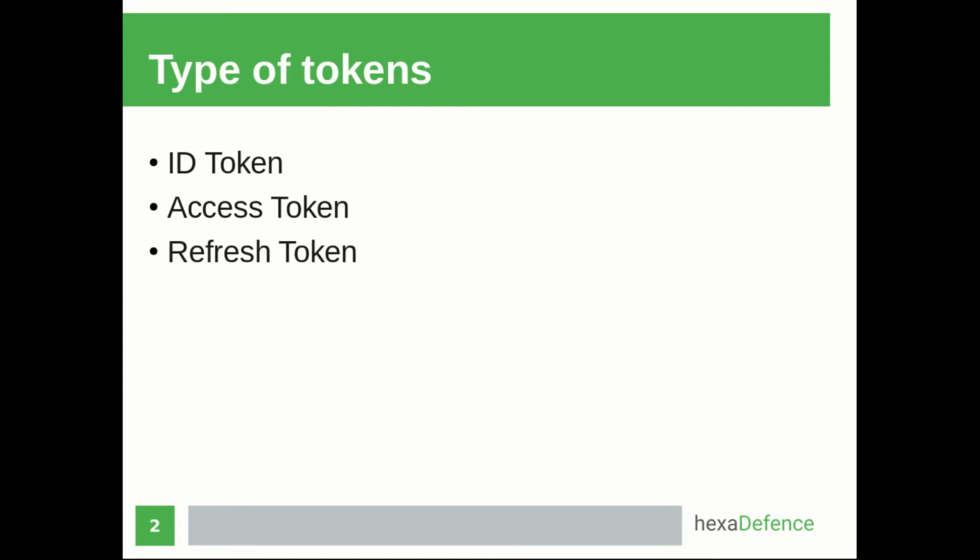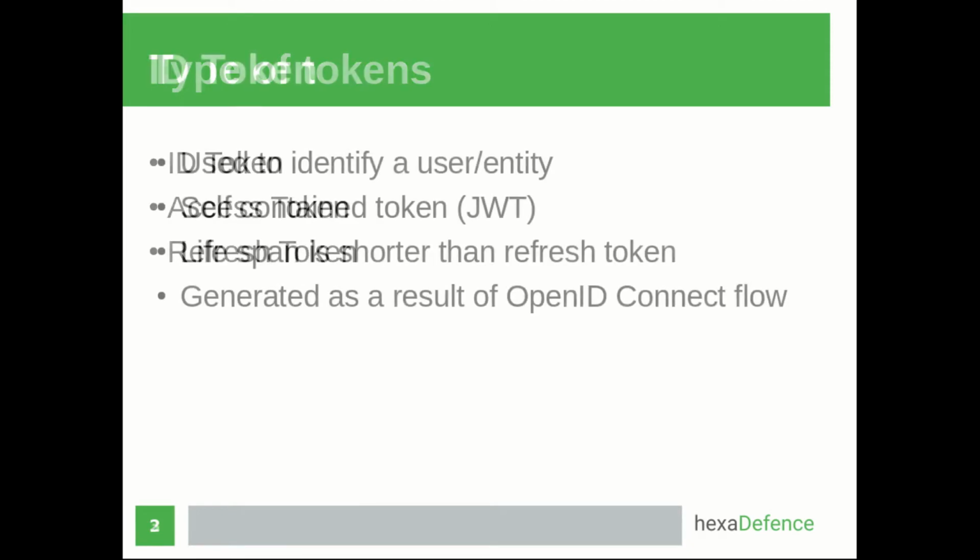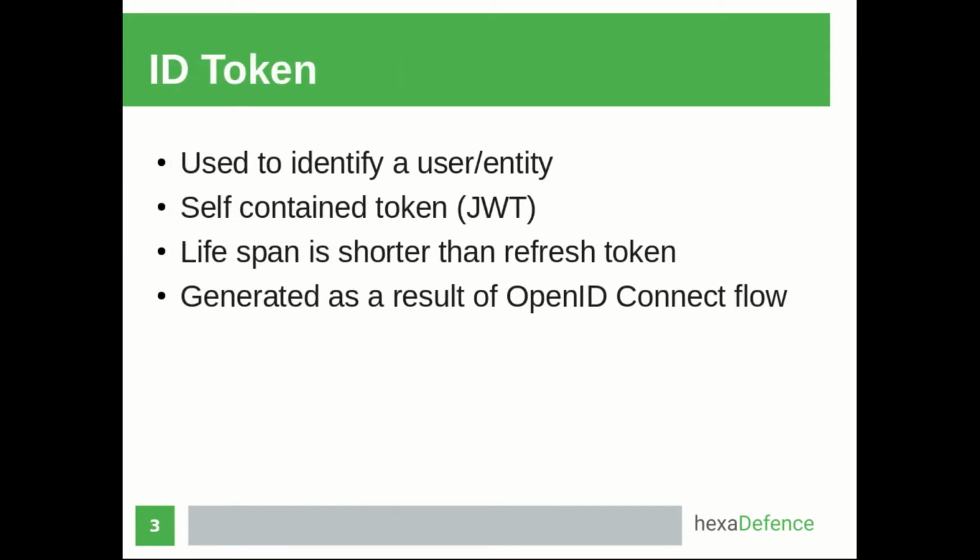First, I will explain what an ID token is. An ID token is a type of token used to identify a user or entity. An ID token might contain details like username, email, contact number and so on. This is called a self-contained token because the token itself contains user information. Normally, JSON Web Tokens are used as ID tokens to transfer user information.